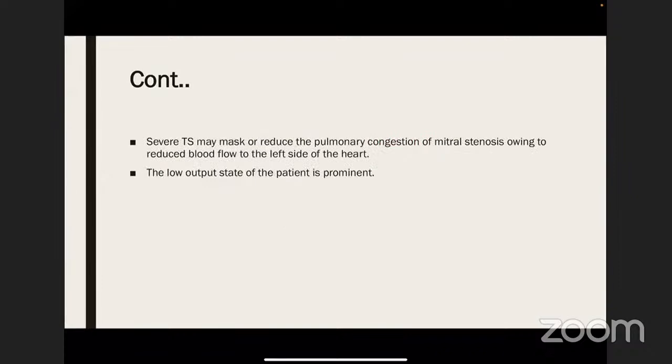TS may mask or reduce the pulmonary congestion of mitral stenosis, by reducing blood flow to the left side of the heart. The low output state of the patient is prominent.